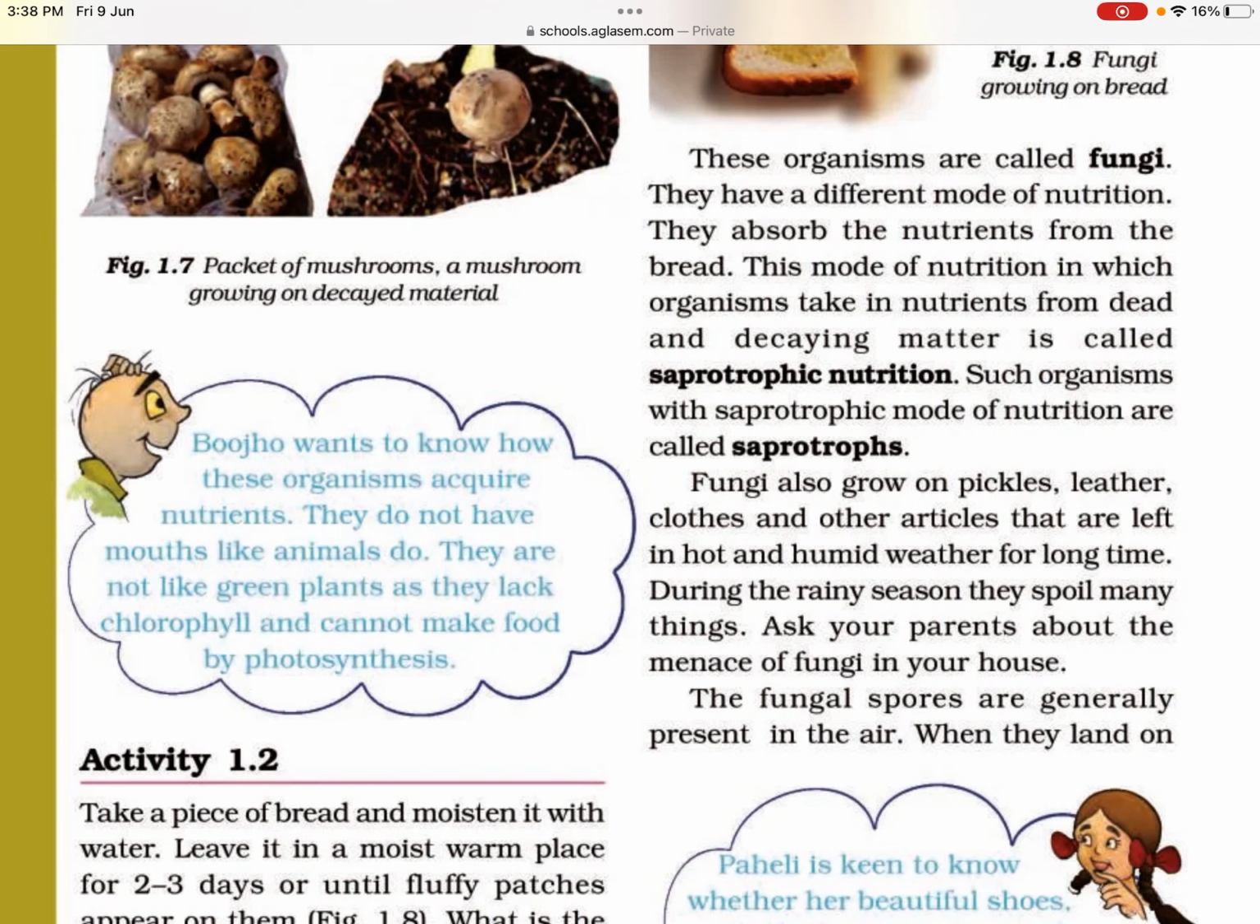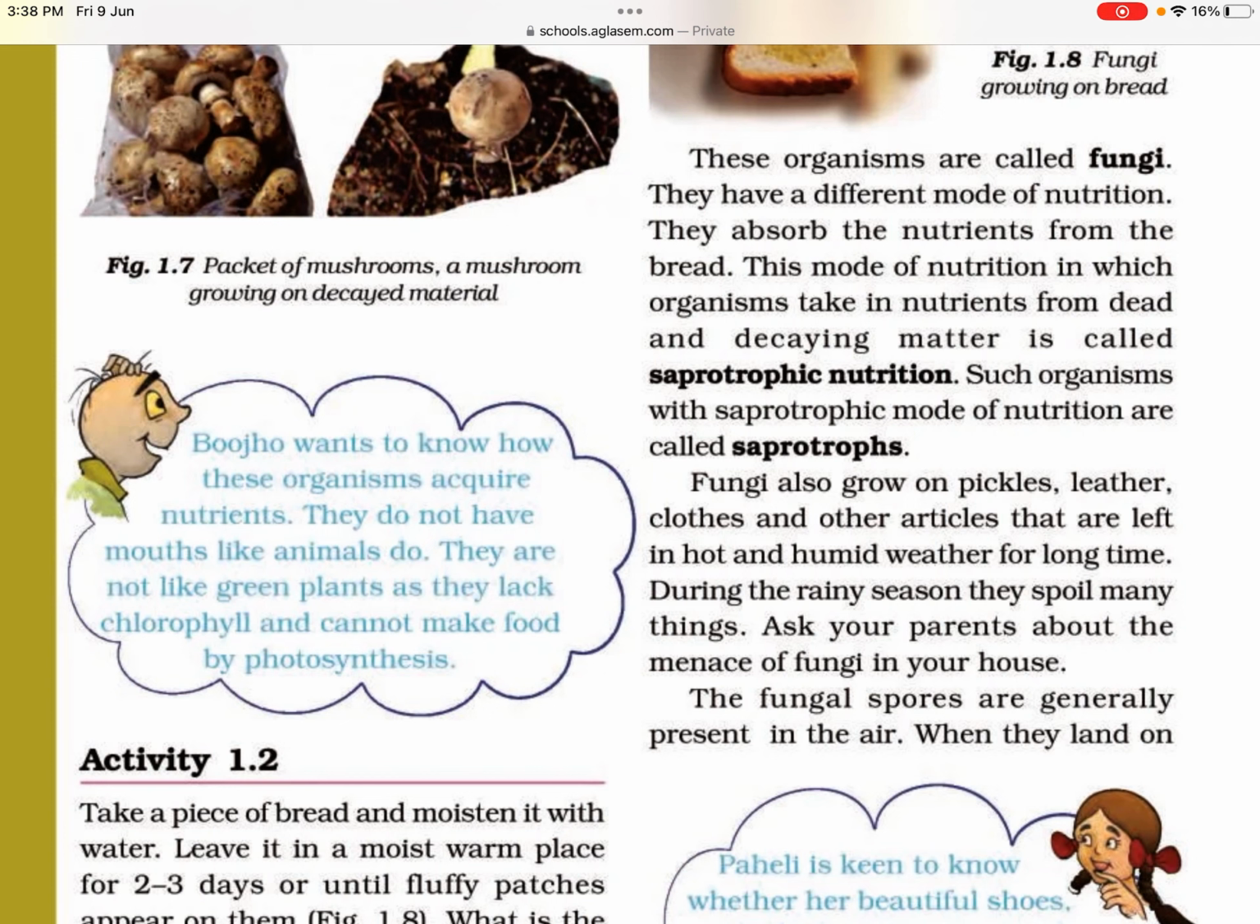So they depend on dead and decaying matter for their nutrition, and such organisms with a saprotrophic mode of nutrition are called saprotrophs. So the organisms which follow the saprotrophic mode of nutrition are called saprotrophs.